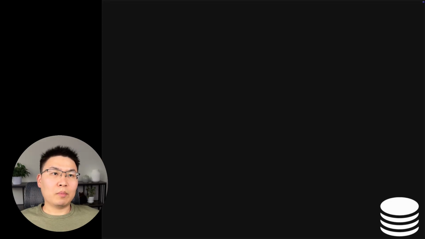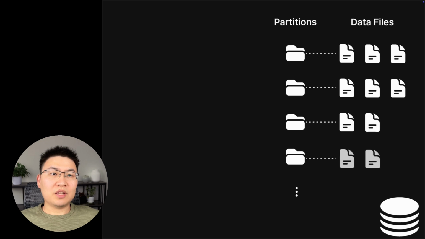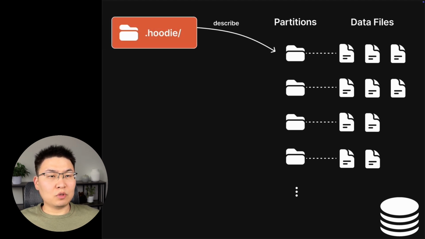Let's get started. In a typical data lake table, you have multiple partitions that physically separate data files on storage. It's simple, but it's also very limiting when it comes to speeding up queries. Now, Hudi as a lakehouse framework defines a table format that uses metadata to describe these partitions and data files. This helps query engines efficiently scan just the data they need.